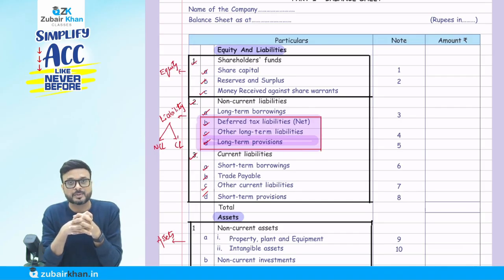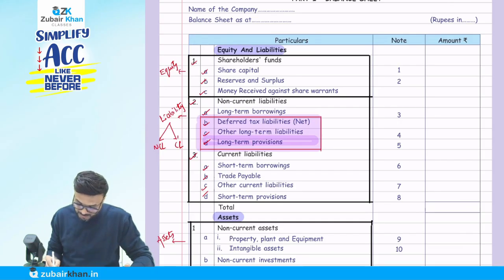What is the reserve and surplus? This is the undistributed profit of the company, and all reserve and surplus we will write down under reserve and surplus. Money received against share warrants. Let me highlight that, money received against share. All these points I am highlighting.